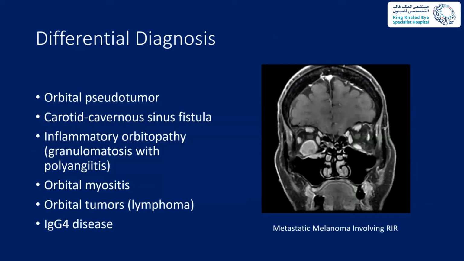So what is the differential diagnosis for extraocular muscle enlargement? These include orbital pseudotumor, carotid cavernous fistula, inflammatory orbitopathy, orbital myositis, orbital tumors, and IgG4 disease. These should all be considered when you're thinking of an inflammatory orbitopathy, which may include extraocular muscle involvement. And this is a patient that has metastatic melanoma involving the right inferior rectus.